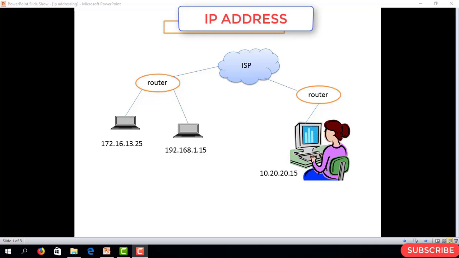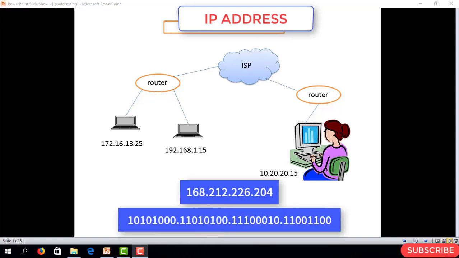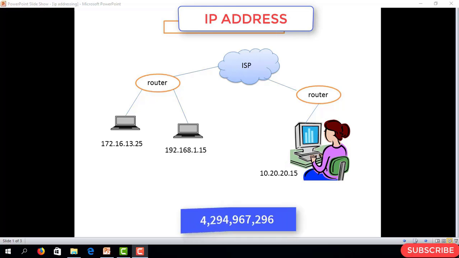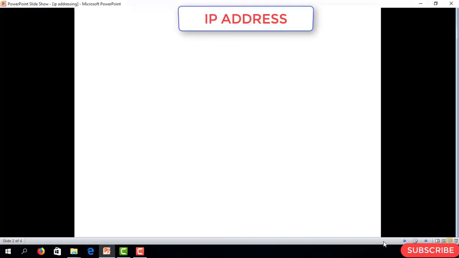For example, the address 168.212.226.204 represents the below 32-bit binary number. The binary number is important because that will determine which class of network the IP address belongs to. IPv4 was the first version deployed for production in the ARPANET in 1983. IPv4 uses a 32-bit address space which provides more than 4 billion unique addresses, but large blocks are reserved for special networking methods. Okay, now we will move to the classes.